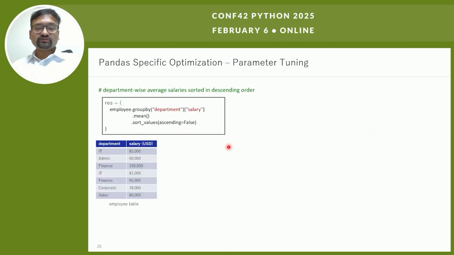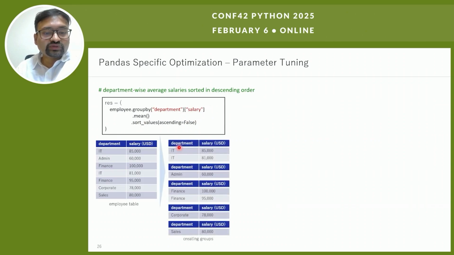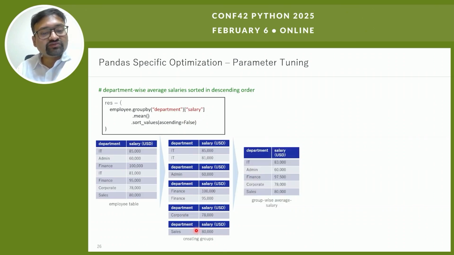Now let's understand one of the parameter tunings that is possible in FireDucks. First of all, what is the parameter tuning that you can do in pandas, and then how FireDucks can take care of that. In order to understand that, let's consider this query, where it is trying to perform a group by on the department column of the employee table, followed by calculating the average salary and sorting the salary in descending order, right? So what will happen? It will create the groups: IT group, admin group, finance group, corporate and sales group, and it will compute the average of each group.